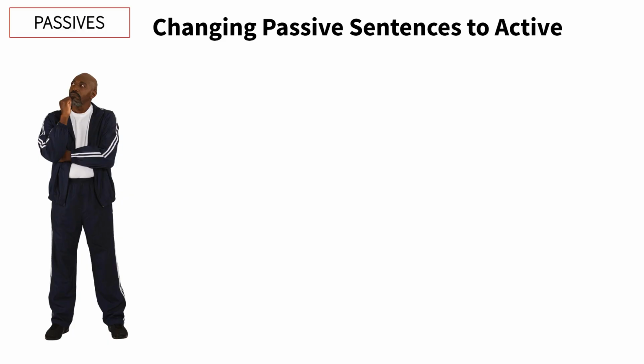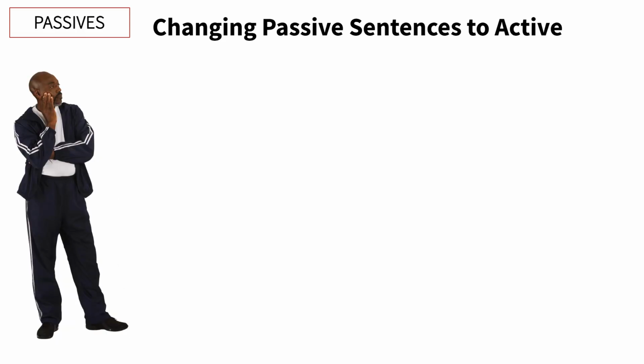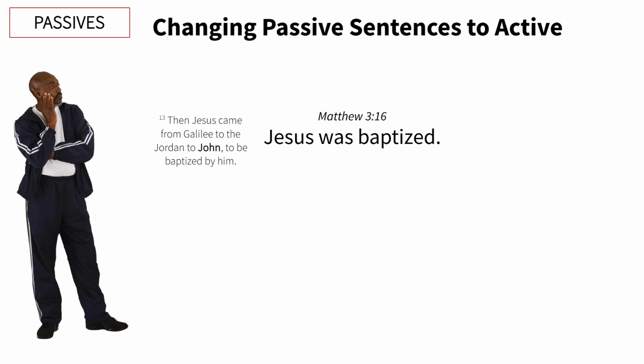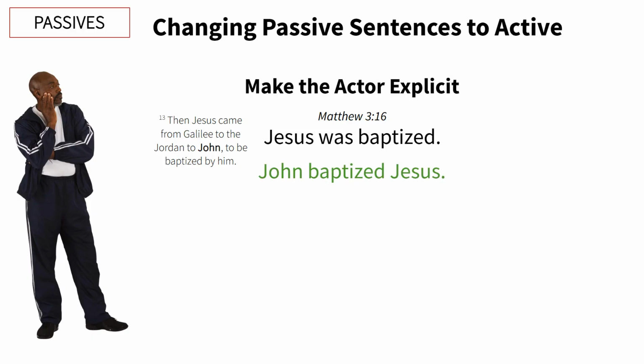One of the challenges with changing passive sentences into active sentences is that in many cases the actor is not stated. For example, in the Gospel of Matthew we find this sentence, "Jesus was baptized," Matthew 3:16. Readers understand from the context, the verses before, that John did the baptizing. So, to change this sentence from passive to active, the translators can make the actor explicit. They do this by making John the actor, as in, "John baptized Jesus."